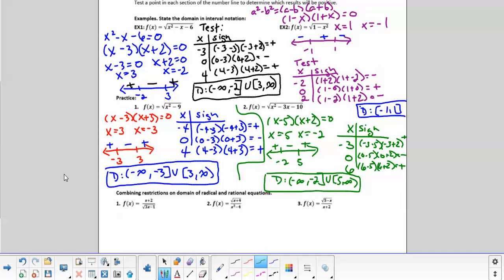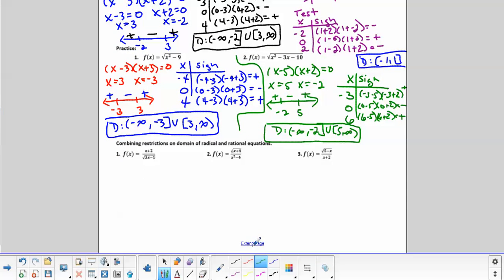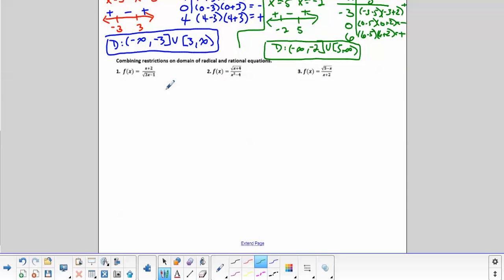Okay, so now we're going to move on and combine the restrictions of radical and rational equations. So remember that radical equations, those would be like square roots. You can only take the square roots of the positive values. And rational equations, your denominator cannot equal 0. So we have to combine those two ideas. Okay, in the first one, because it's rational, the denominator cannot equal 0.